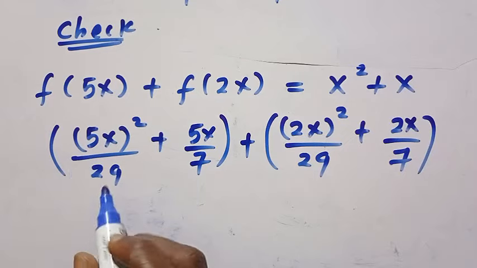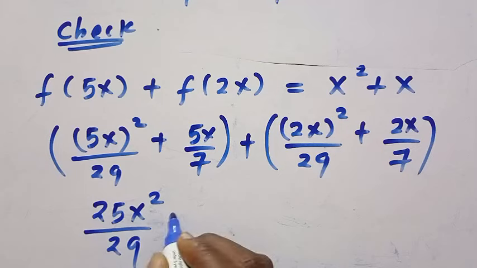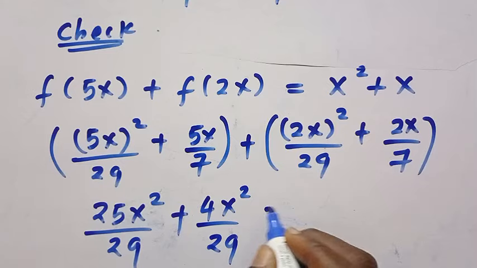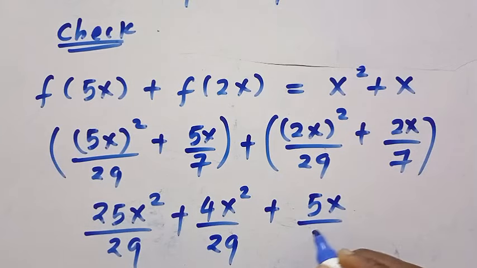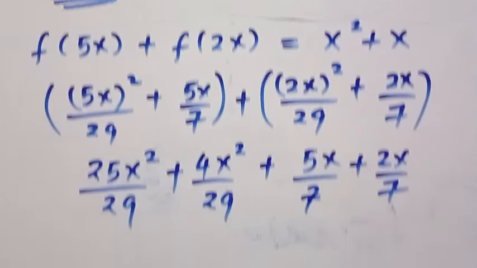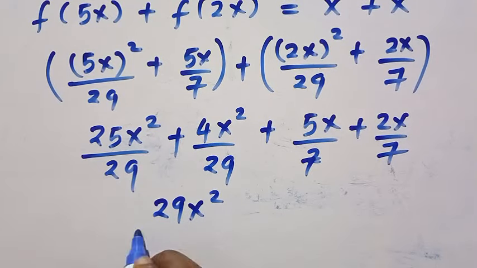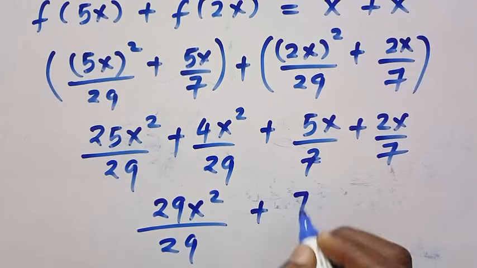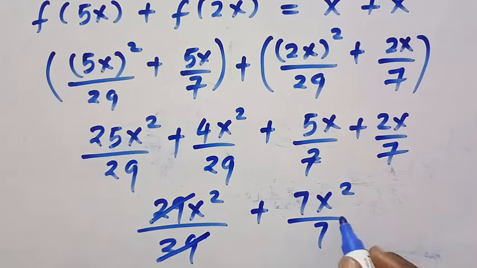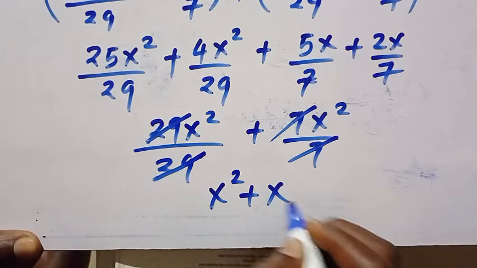Definitely it's going to be equal, because this gives us 25x squared over 29, plus this also having x squared, 4x squared over 29, plus 5x over 7 plus 2x over 7. So the whole of this gives us 29x squared over 29 plus 7x over 7. So 29 cancels 29 and 7 cancels 7. We will get x squared plus x. And that is the final answer.